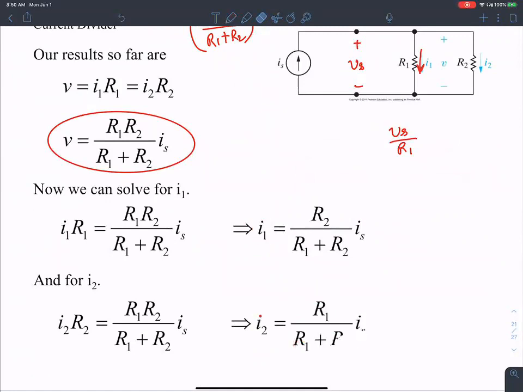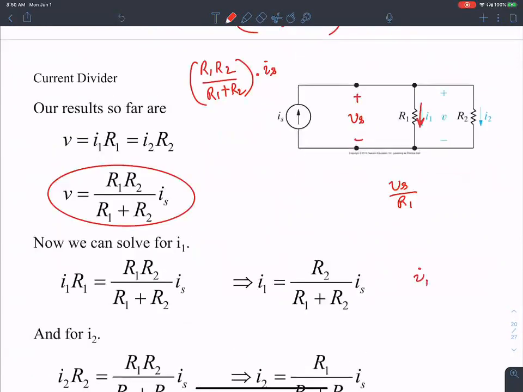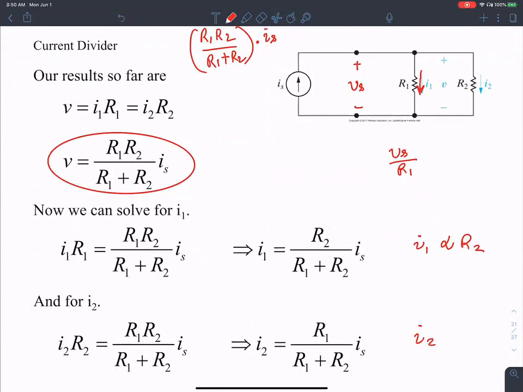You see the difference between voltage division and current division here. I1 is proportional to R2. I2 is proportional to R1. If R2 is large, then I1 will be large. If R1 is small, then I2 will be small. I'll show you using an example, hopefully. But the idea is that it is exactly the opposite relationship to voltage division.